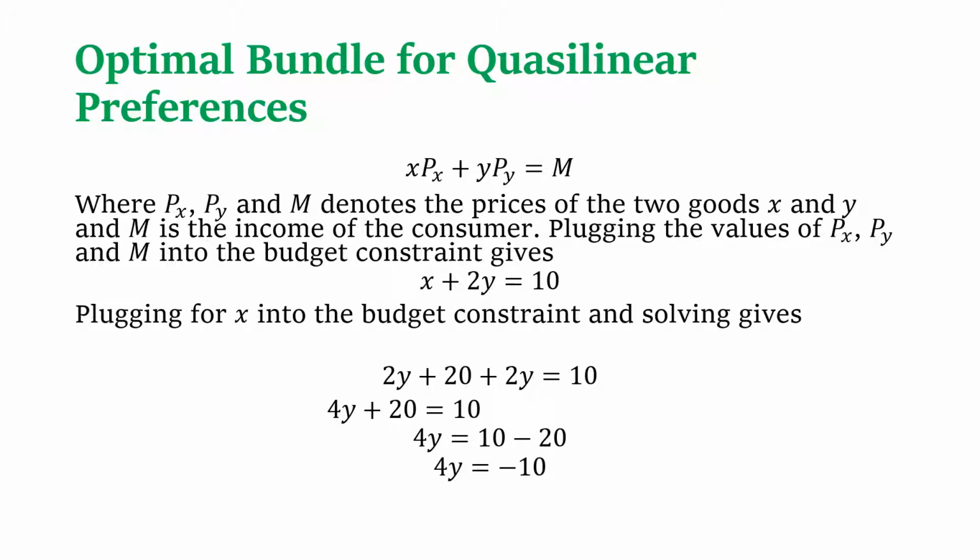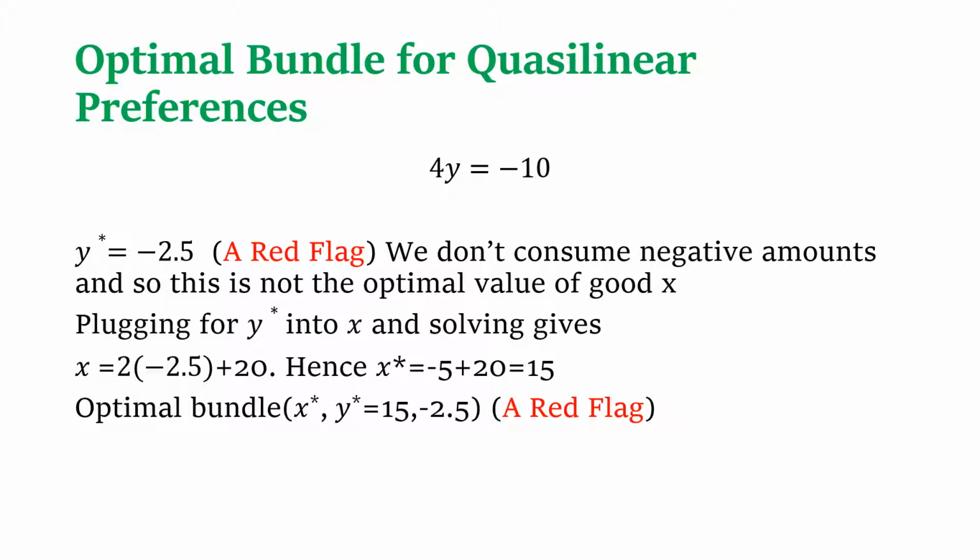Now, plugging x into the budget constraint and solving gives us 4y equals minus 10. If we solve that, y star equals minus 2.5. Is that the answer we are looking for? No, that is not what we are looking for, because in economics, consumers don't consume a negative amount of a particular good. So this is not an optimal point.